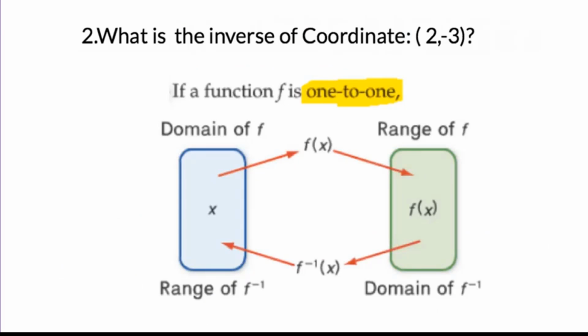Then what's the inverse of the coordinate (2, -3)? We've got to switch that. That's (-3, 2). So for the inverse of coordinate (x, y), the inverse will be (y, x).